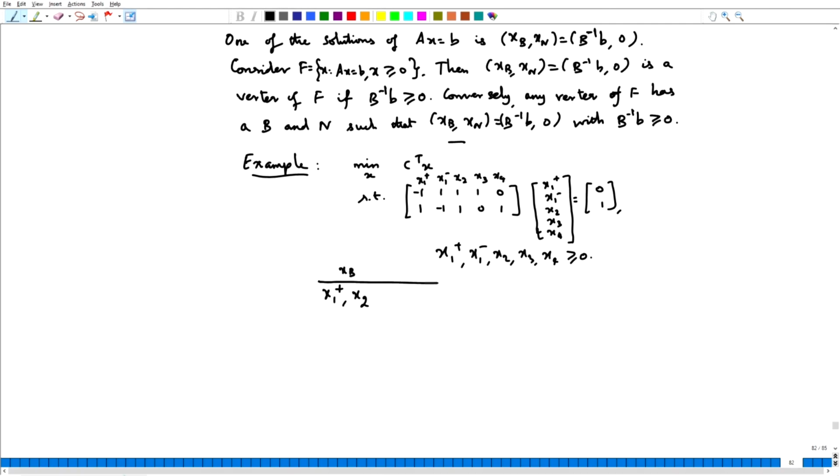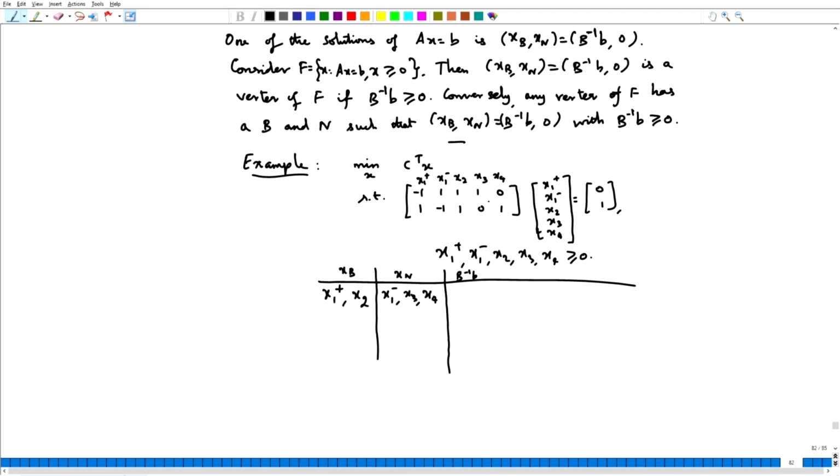So, let them be the set of basic variables, right. In that case xN will be x1 minus, x3 and x4. Now what is B inverse b? Capital B is minus 1 1 and 1 1. So, this is x1 plus and x2, and this is 0 and 1, right.